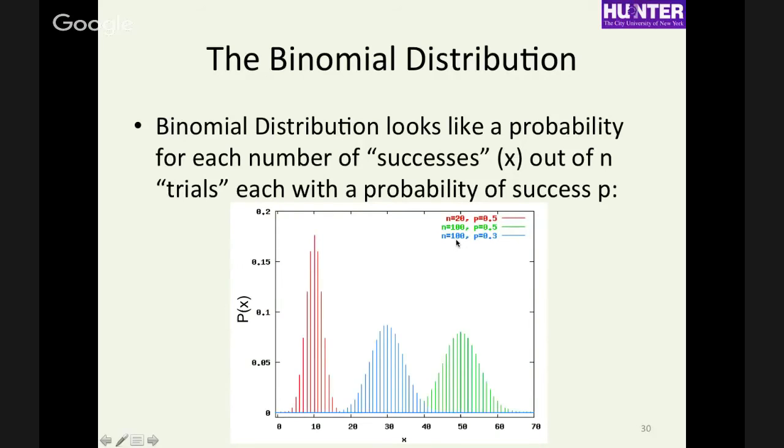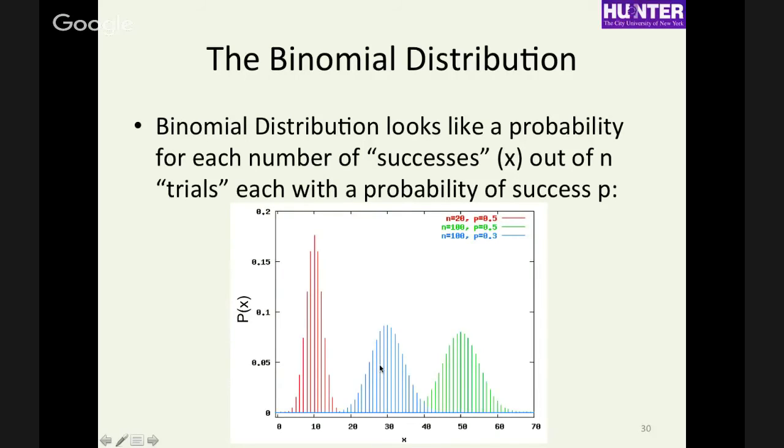And then one more example here, with n equals 100, but a probability of 0.3. So say this is like a weighted coin that's less likely to come out heads. You see that the width of it looks kind of the same as this one, where the probability of success was 0.5, but the mean is lower.